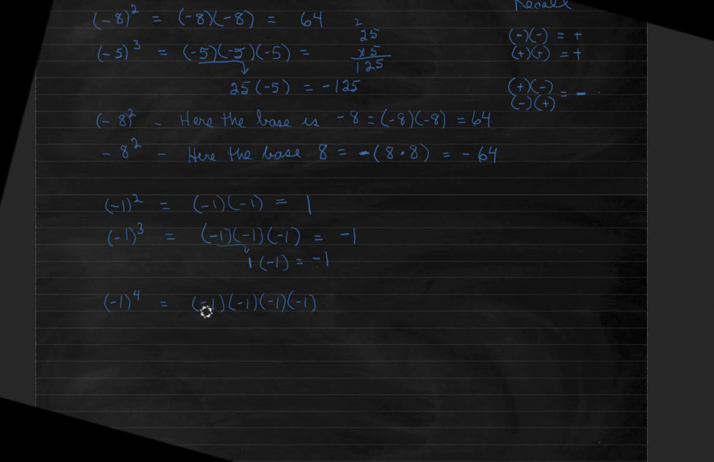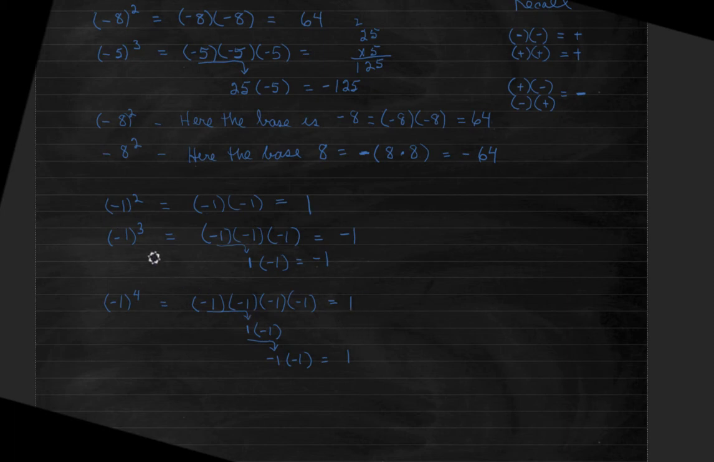Let's see. Negative 1 times negative 1 gives me a positive 1. So these two give me a positive 1. But then I need to multiply it with the next negative 1, which makes it a negative 1. But now I have a negative 1 here and I'm multiplying it with the last negative 1. So I have two negatives and that's going to be a positive. So my answer will be a positive 1.